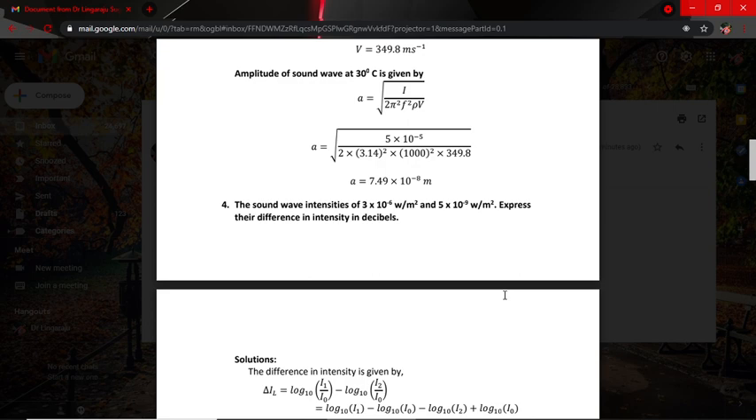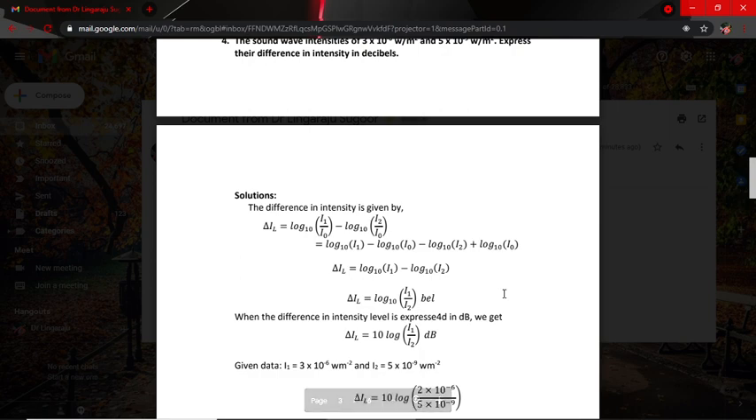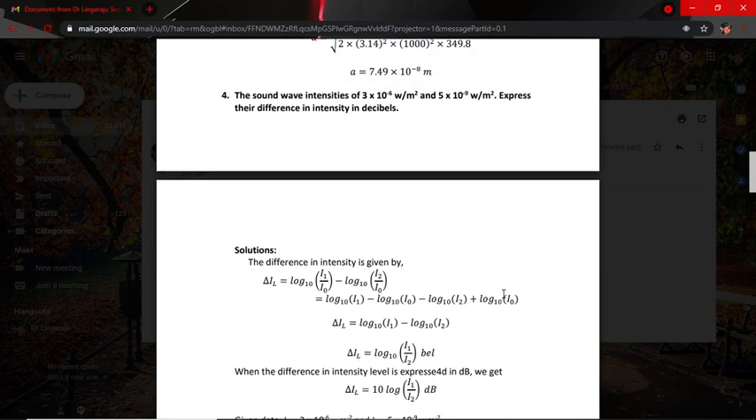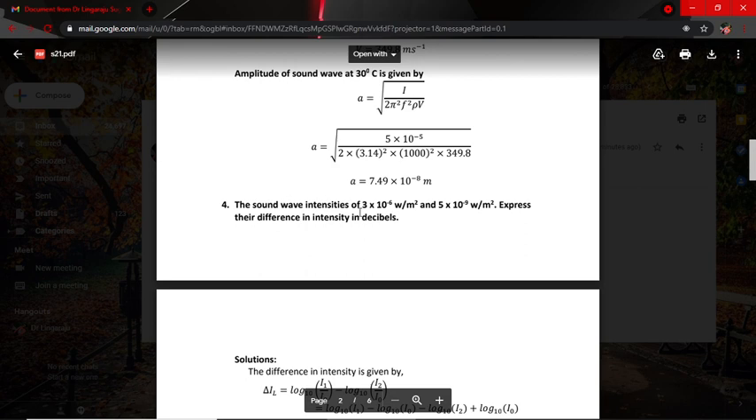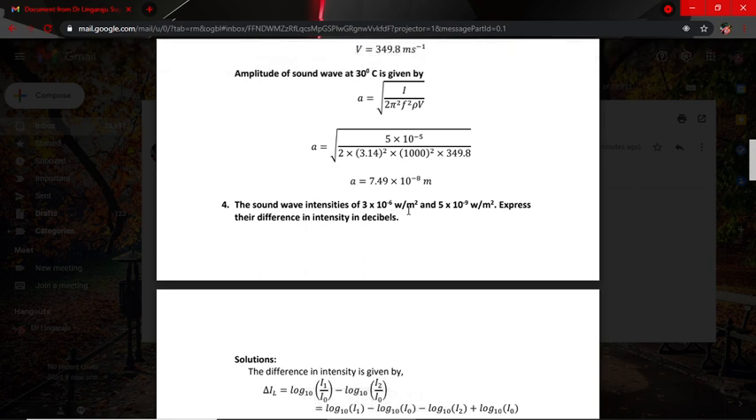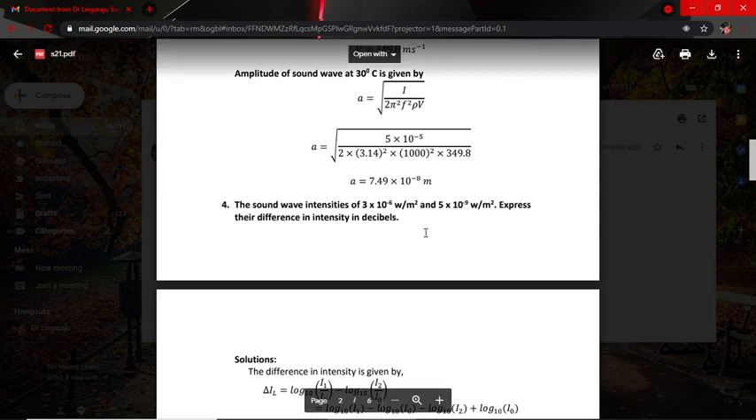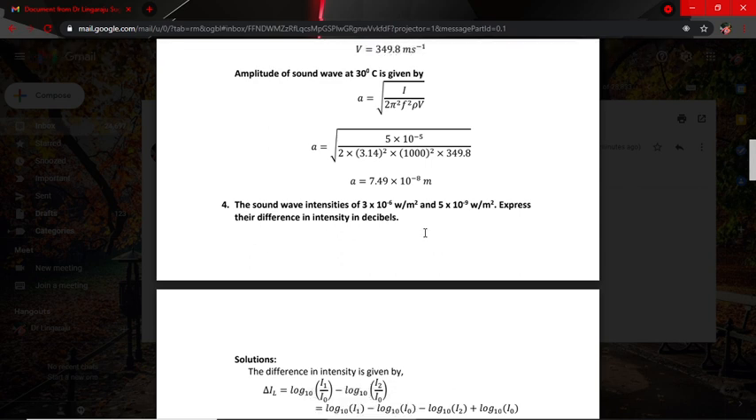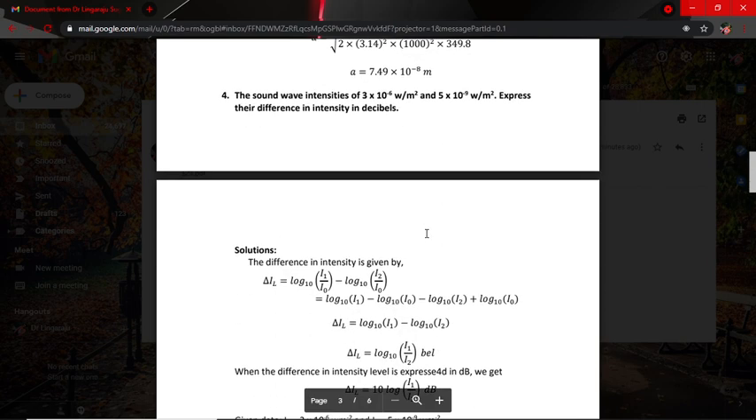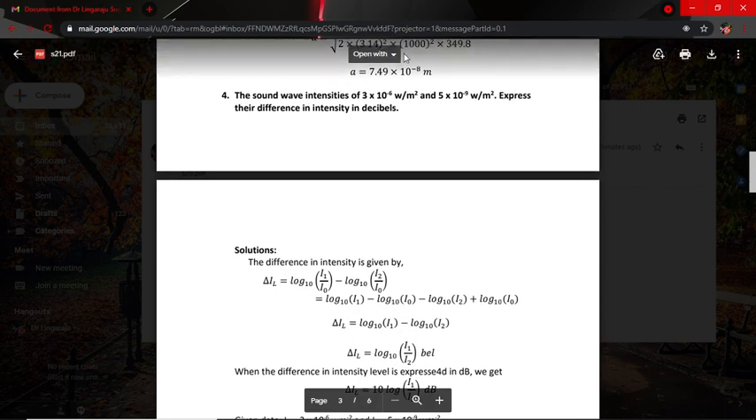Next, we come to the fourth problem. It is a decibel-related formula problem. The sound wave intensities are 3 into the power of 6 watts per meter square and 5 into the power of minus 9 watts per meter square. Express the difference in intensity in decibels. The values here are to be expressed in decibel terms. So now, how do we calculate all these things? They are given; we have to express the difference.